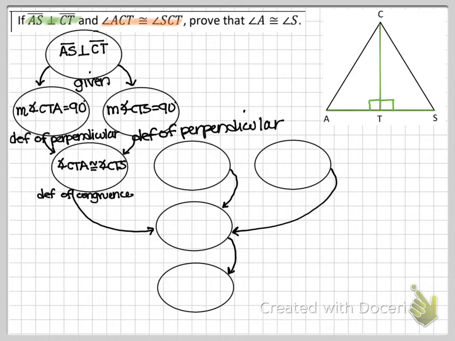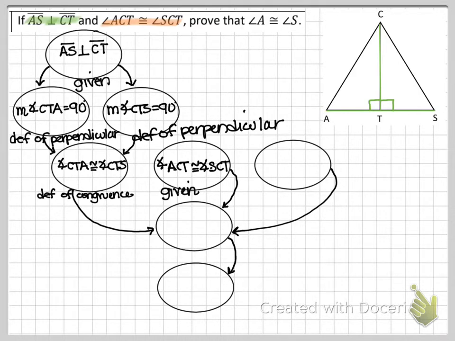Okay, that already has a congruence statement in it. So I am going to find another bubble on the same level. Here's what I mean by the same level: on the same level as those bubbles that I can write congruence statements with. So I know that I've got angle ACT is congruent to angle SCT. How did I know that? Well, it was given to me.